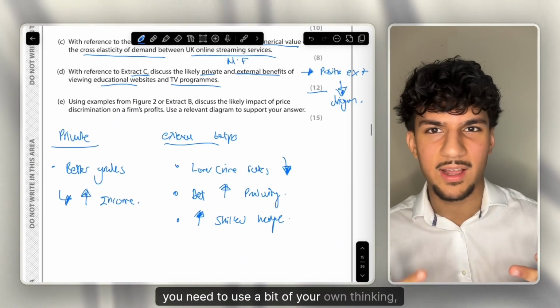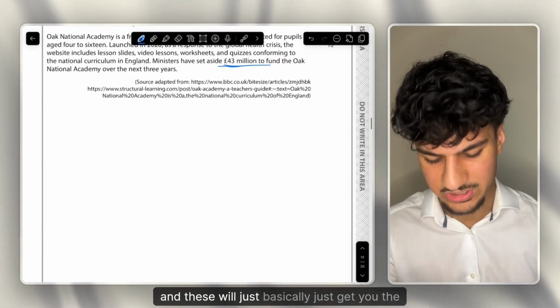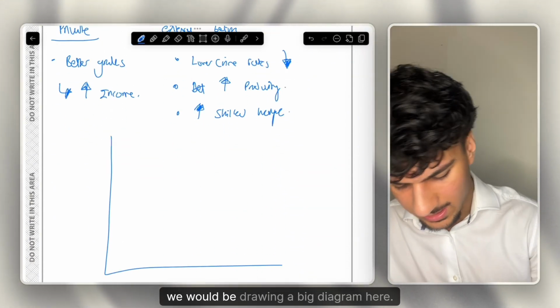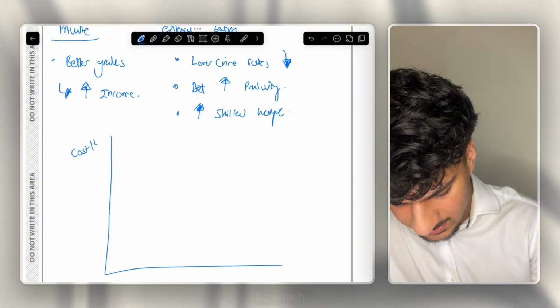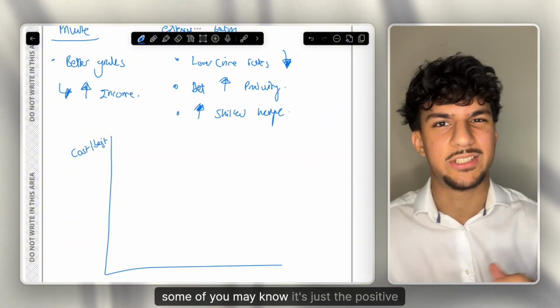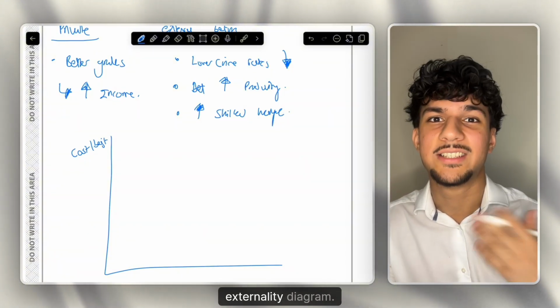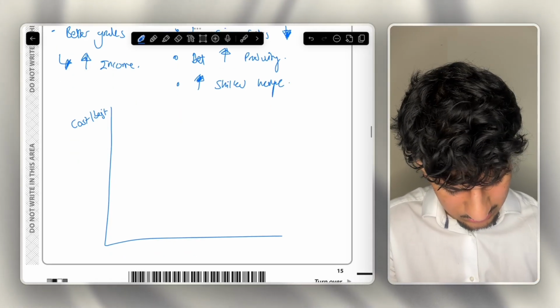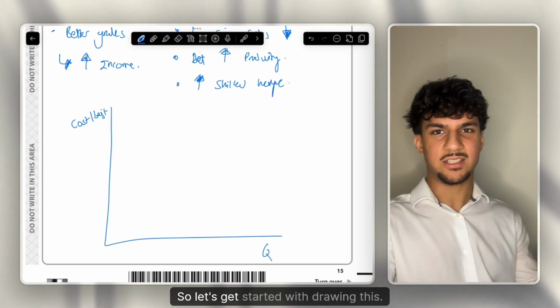You have to basically use your own thinking, like we planned here, and these will just get you the application marks. But like I said, we would be drawing a big diagram here, which some of you may know as just the positive externality diagram. Technically, it is a positive consumption externality diagram, but it doesn't really matter whatever you call it. So let's get started with drawing this.